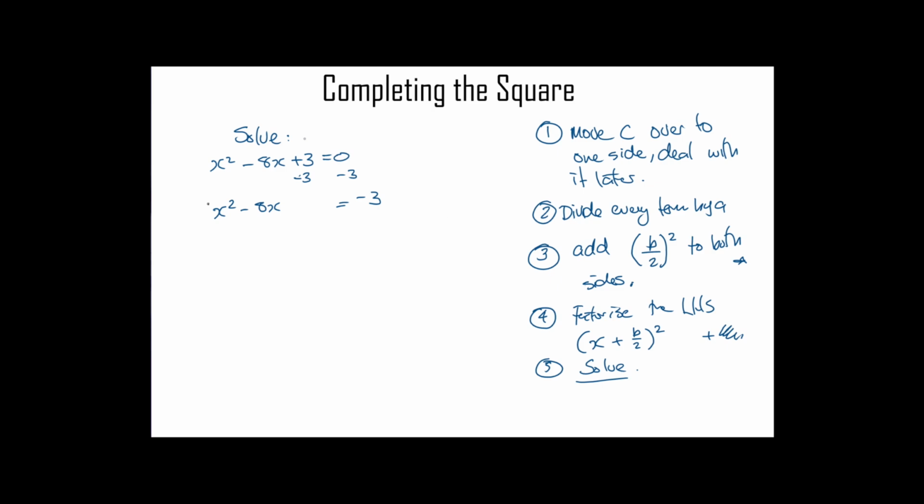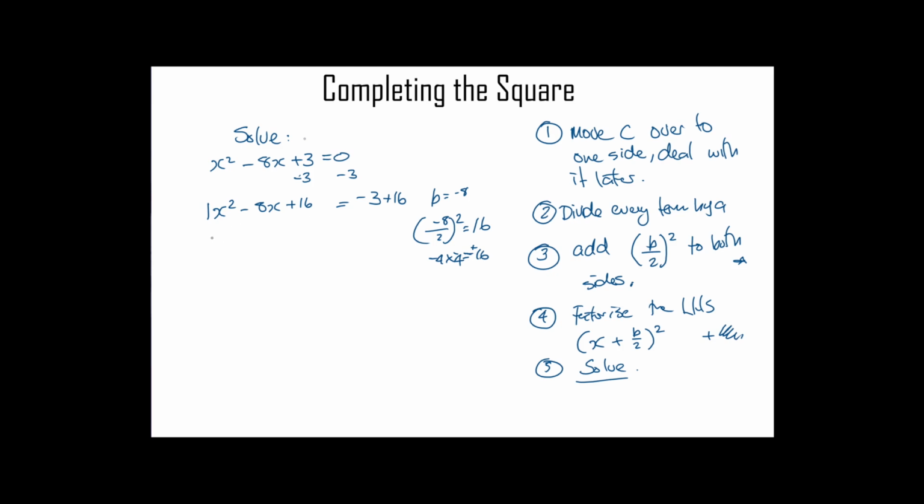Divide everything by a. Well, a in this case is just 1, so dividing by 1 is a pointless exercise. So now I'm going to add b over 2 squared to both sides. So b in this case is -8. So -8 divided by 2 squared is going to be 16, because -4 squared is still 16. -4 times -4 is 16. Negative times a negative is a positive. So I'm going to add 16, and of course I can't really do that. We're going to violate the rules of algebra, but not if we add 16 to that side as well. And now we have our nice little equation that we can solve pretty easily.